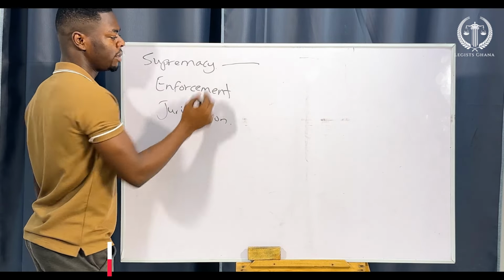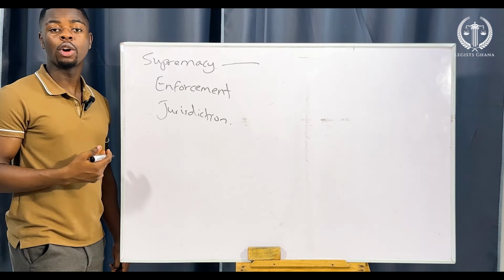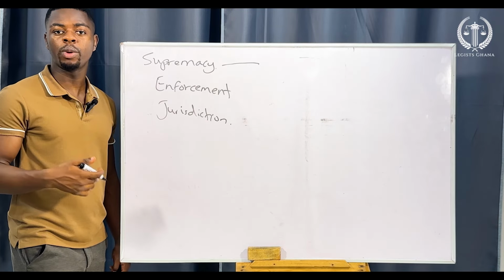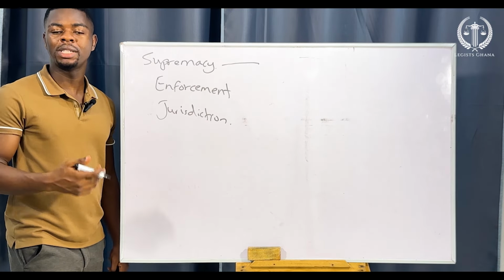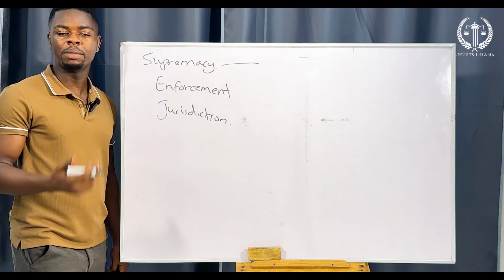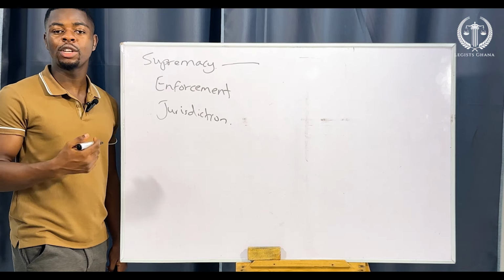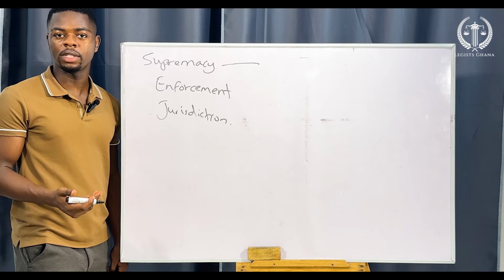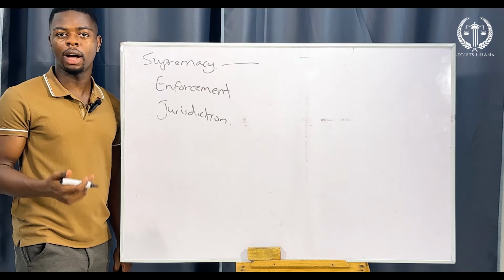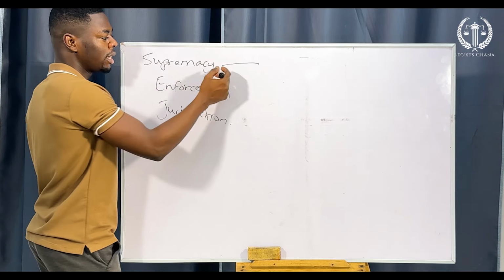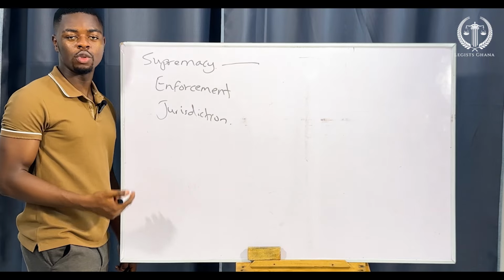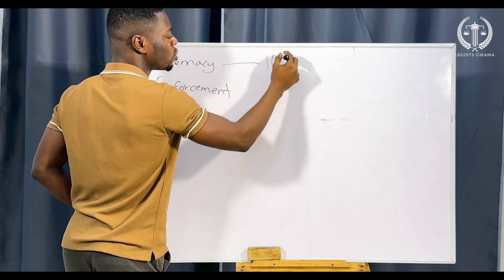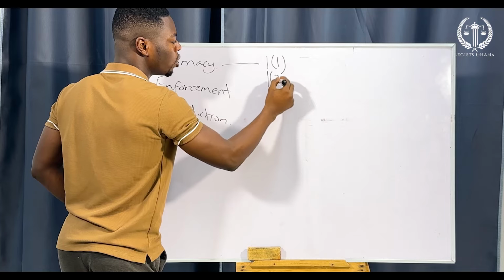Now, supremacy means that the Constitution is supreme. Usually, it is referred to as the supreme law of the land or the basic law of the land. This means that any law that is inconsistent with the Constitution, to the extent of the inconsistency, will be declared null and void. Under the 1992 Constitution of Ghana, we have the relevant Article 1 Clause 1, and also Article 1 Clause 2.